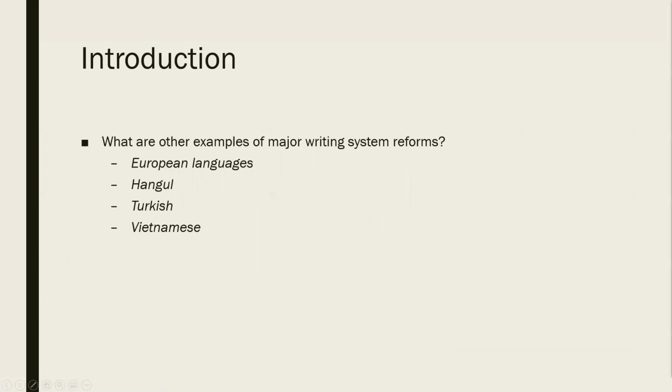What we'll talk about in this lesson are examples of other major writing system reforms and see what we can learn from these writing system reforms. In particular, we'll look at an example of how a European language is reformed. We'll review, really, the development of the Hangul writing system for Korean. We'll talk about the writing system reform implemented in Turkey after the fall of the Ottoman Empire, and the development of the Vietnamese writing system based off of the Latin writing system.